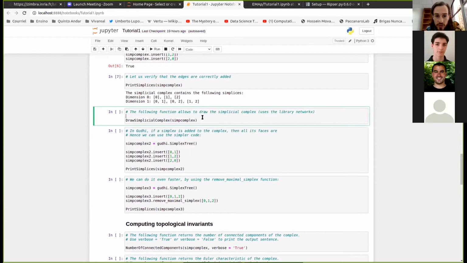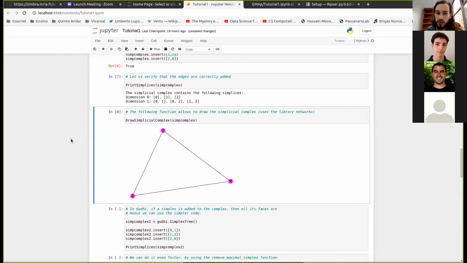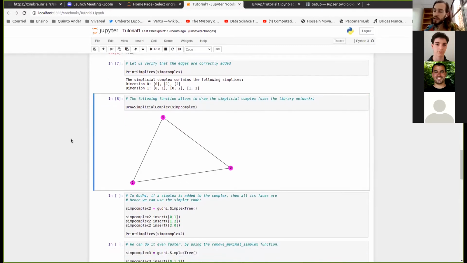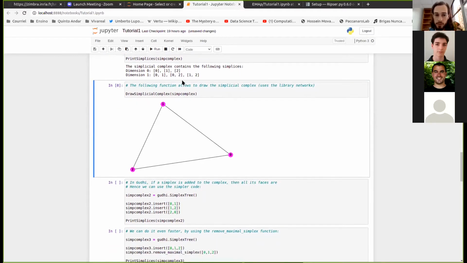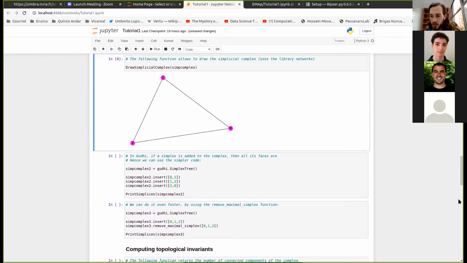I also give you this function, draw simplicial complex. You simply put your simplex tree in parentheses, and NetworkX takes care of plotting, of drawing your simplicial complex in the plane. And so we are happy because this is effectively what we wanted, a triangle.